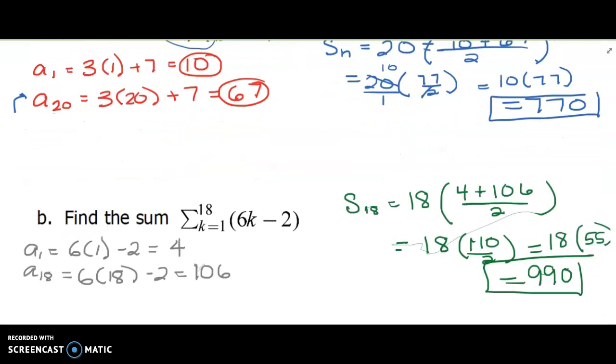All right, so here's B all worked out. Once again, you want to find your a sub 1, so when you plug 1 in for n, you get 4. Then you want to find a sub n, and your n here is 18. So when you plug 18 in, you get 106. And then when you put it in the formula, you get 18 times, parentheses, a sub 1 plus a sub n, so 4 plus 106 over 2. And then if you reduce that and do some math, your final answer should be 990.